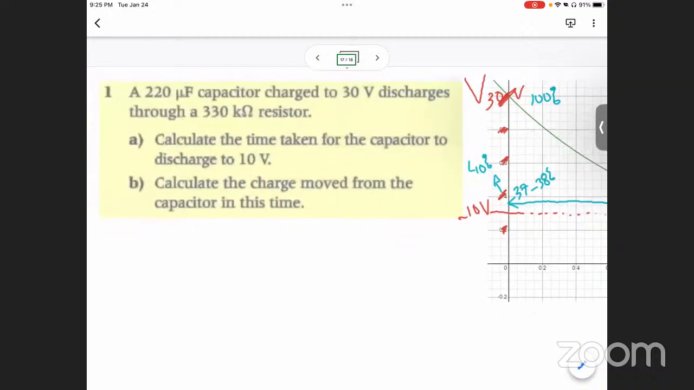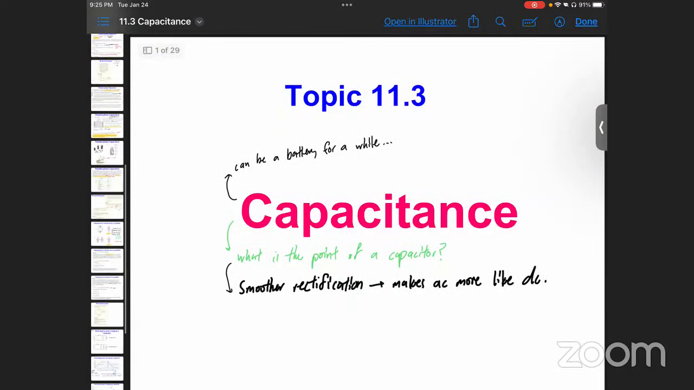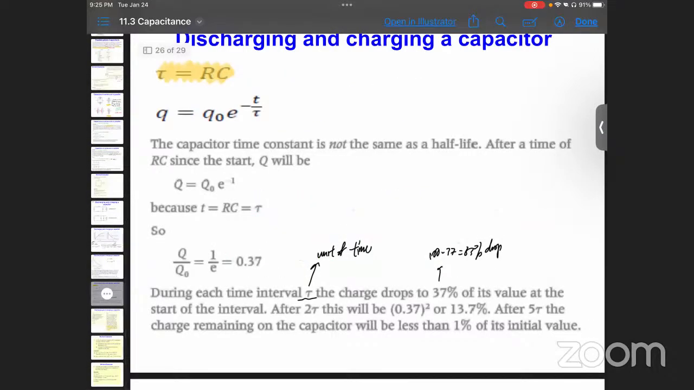Let's go back to your notes and see what 2 tau is. You say tau is not a constant, right? Tau is a constant that depends on the R and the C of the capacitor, whatever that means. There you go. 2 tau is going to be 13.7%. Okay, 2 tau. Let's go back to the Jamboard.